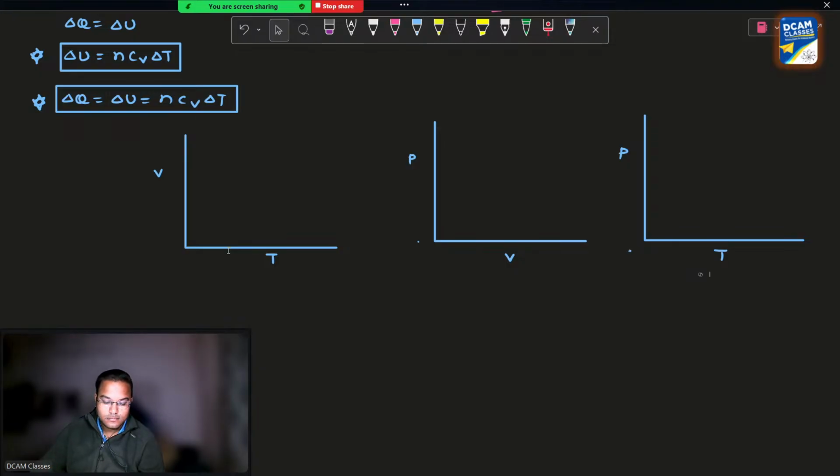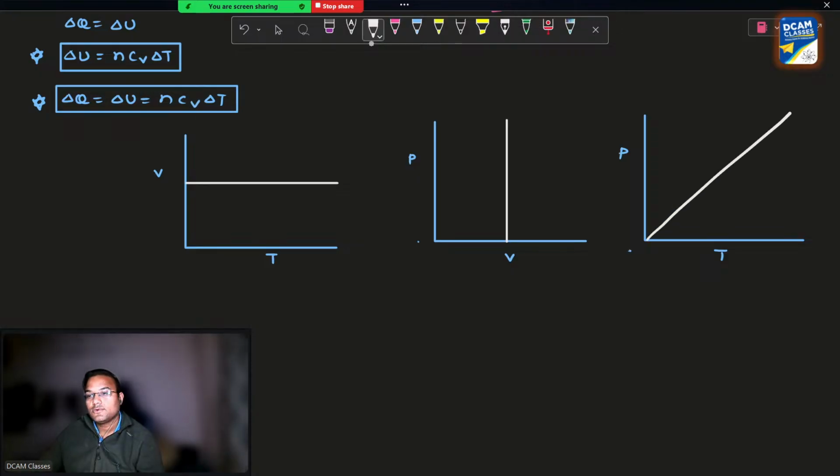They're parallel to x-axis. Very good. First graph is correct. What will be PV graph? Parallel to y-axis. Very good. What will be PT graph? A straight line passing from origin.